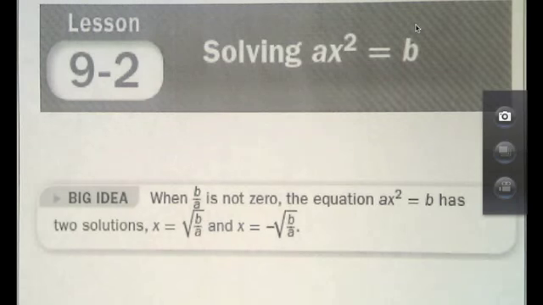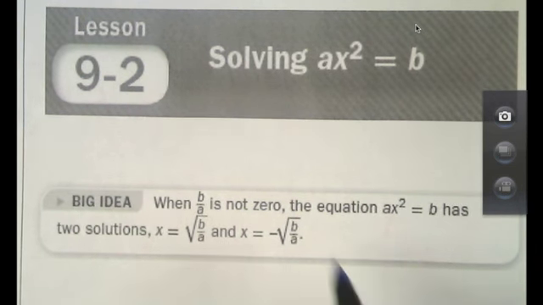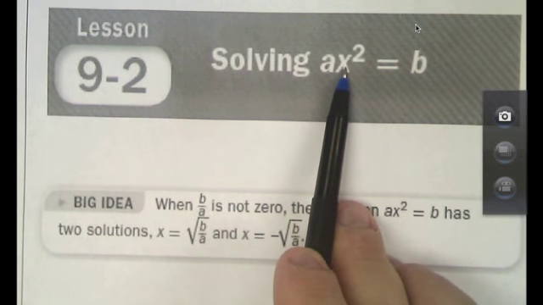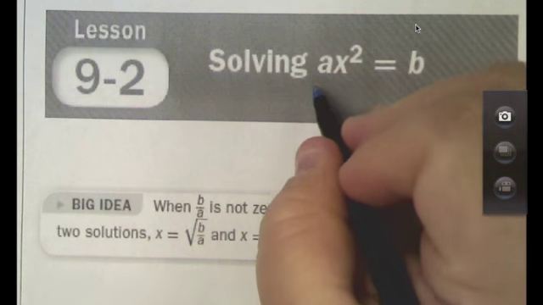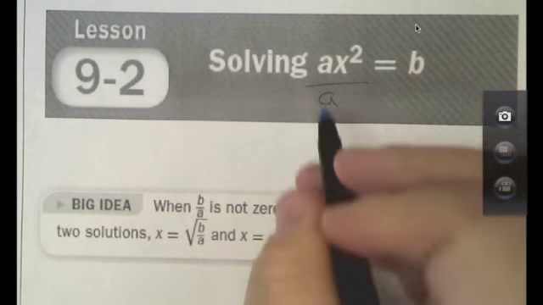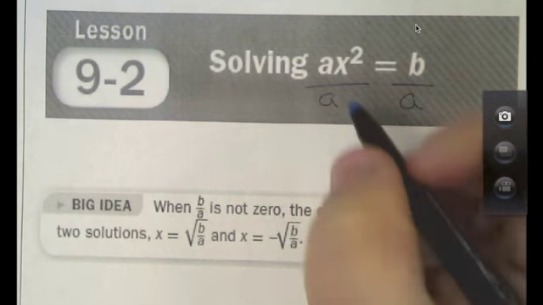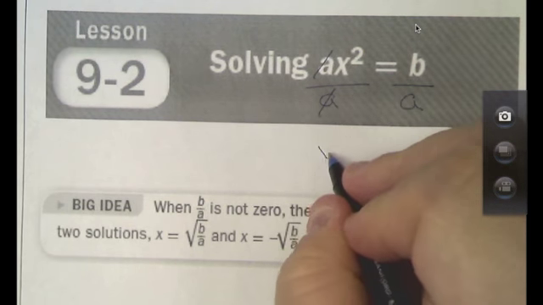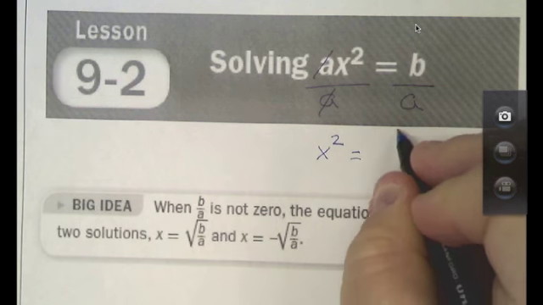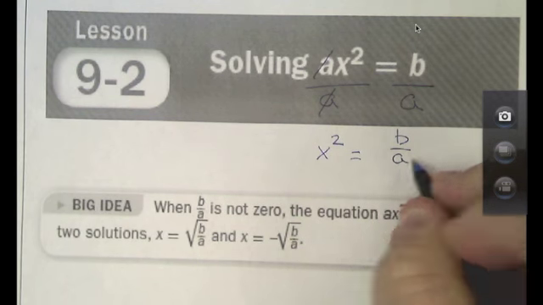All right, today what we're going to talk about is 9-2, solving ax squared equals b. And what you're going to find out is the big idea is it's a simple, actual process. What you have to remember is we're solving for x for these problems. So if we got to get x by itself, what we need to do is divide by a. Whatever I do to one side, I have to do to the other side. My a's divide out, it leaves me with x squared equals b divided by a.